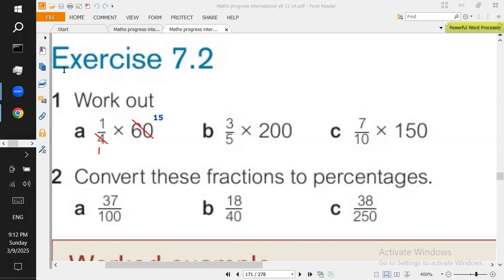Here, same idea. I can divide this by 5. It will give me 1. And divide this by 5. It's going to give me, let me use this. Yes. It's going to give me 40.